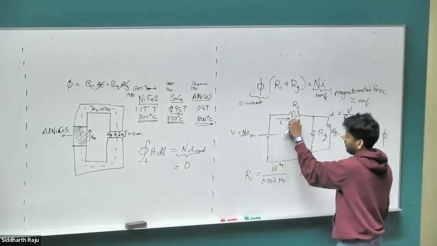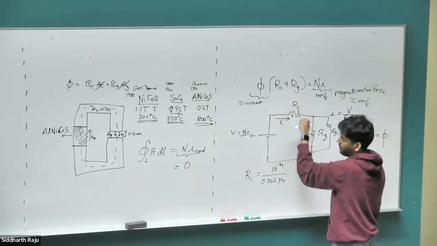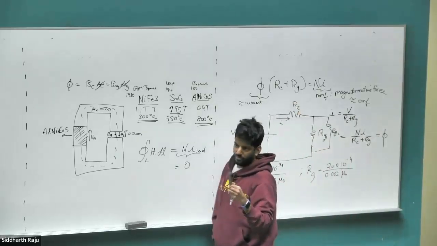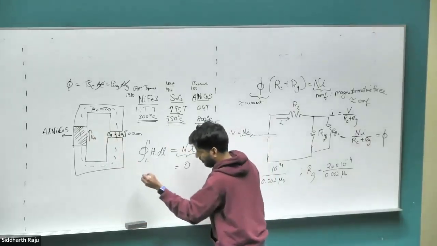A current going through some resistance drops some voltage. In our case, flux going through some reluctance drops some MMF. If the reluctance is 0, then there is no MMF dropped in it, right? So the MMF is either here or here. So let's do this integral.